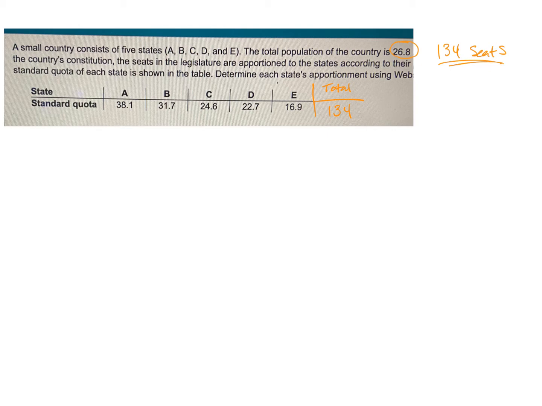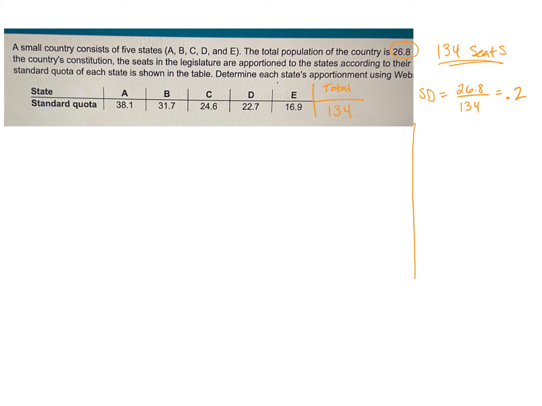And then they gave us the standard quotas, which is a step that we usually calculate ourselves. And the way we calculate it, remember, is we calculate the standard divisor, which is the total population divided by the number of seats. So in this case, it comes out to 0.2. Standard divisor is 0.2.